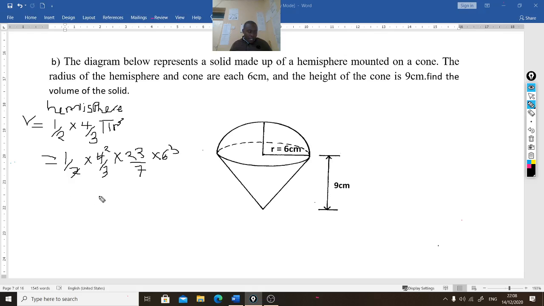You will find it as you multiply by using your calculator. You will find this one to be 452.5714. Remember, we are talking about volume, so it should be in centimeters cubed. So we have 452.5714 centimeters cubed.